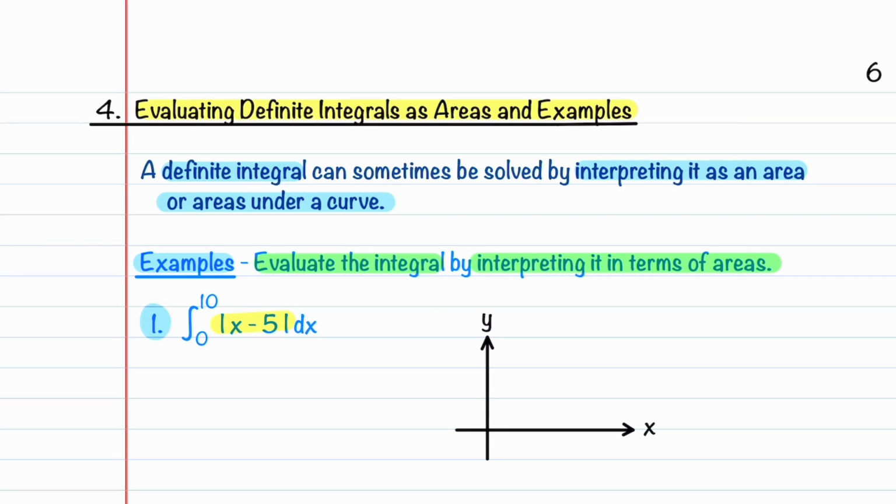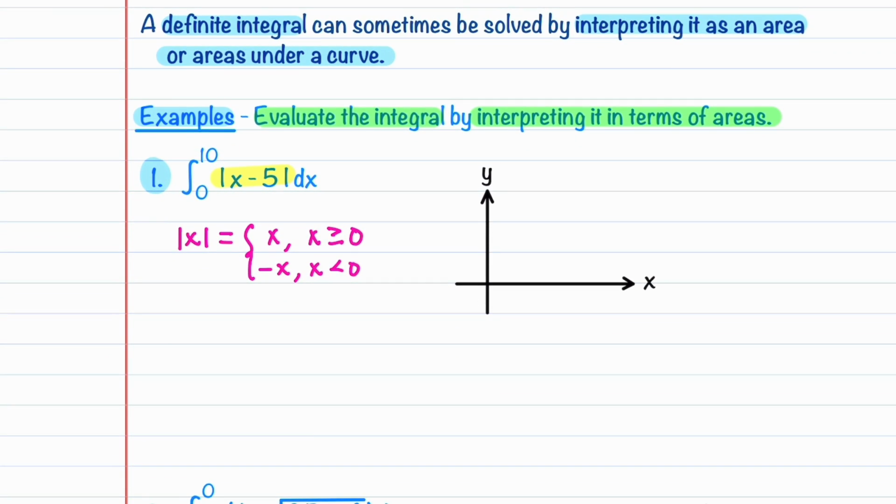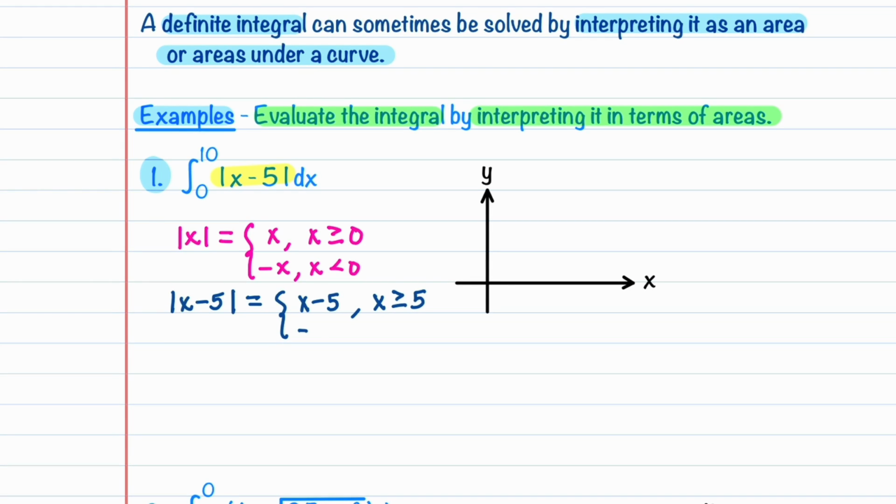To make things easier, I'm going to write down the definition for the absolute value of x. It is a piecewise function, and it's equal to x when x is greater than or equal to 0, and then it's equal to minus x when x is less than 0. We can then write down that the absolute value of x minus 5 using the same pattern is x minus 5 when x is greater than or equal to 5, and then minus the quantity x minus 5 when x is less than 5.